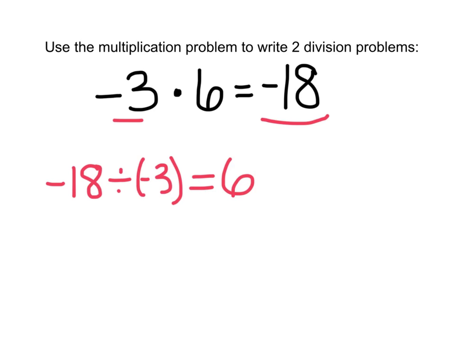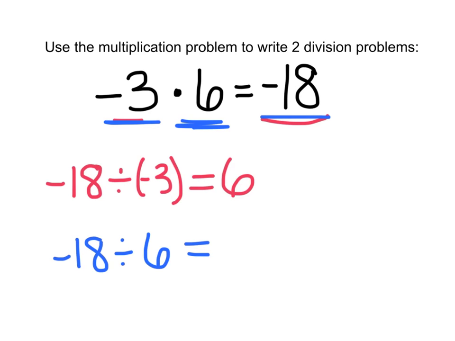What other division problem could we write here? How about negative 18? This time we'll divide by 6. And we're left with this last piece here, negative 3. Okay, so look at what we have going on. We've got negative divided by a negative is a positive. And then down here we have a negative divided by a positive is a negative. Up here the signs are the same and our answer is positive. The signs are different and our quotient is negative. Is this starting to sound a little familiar?